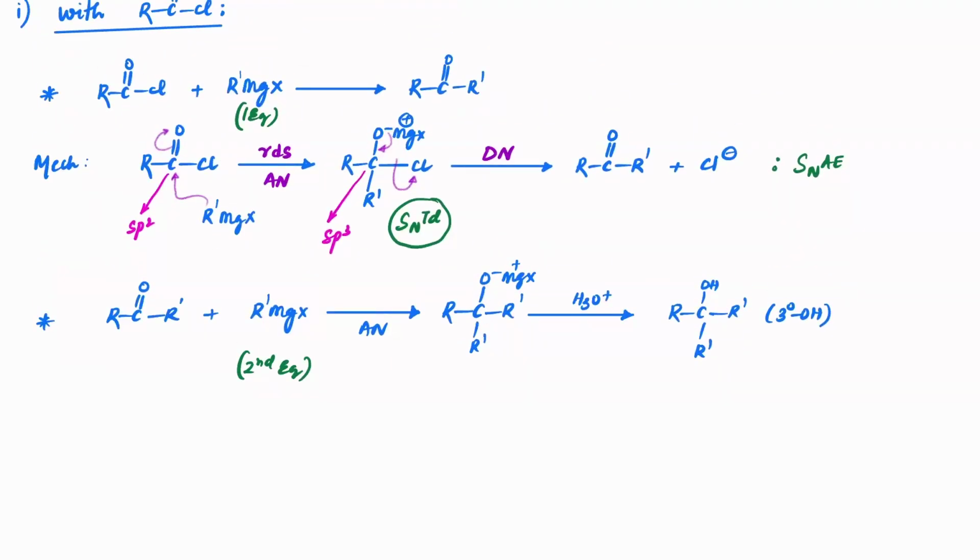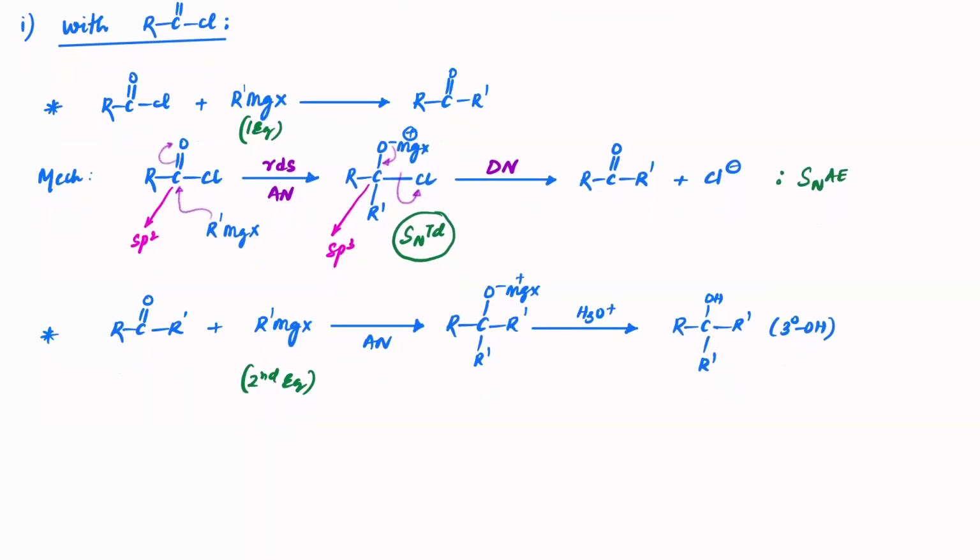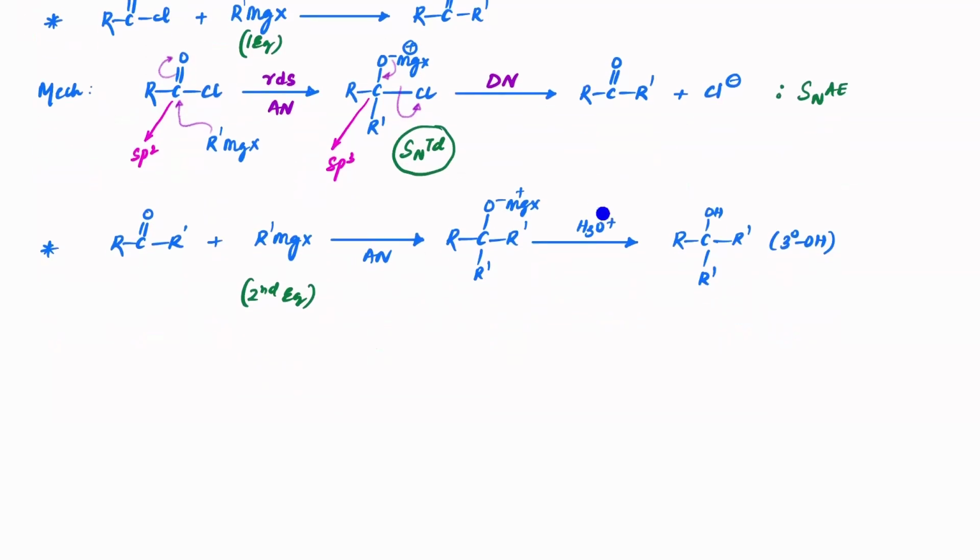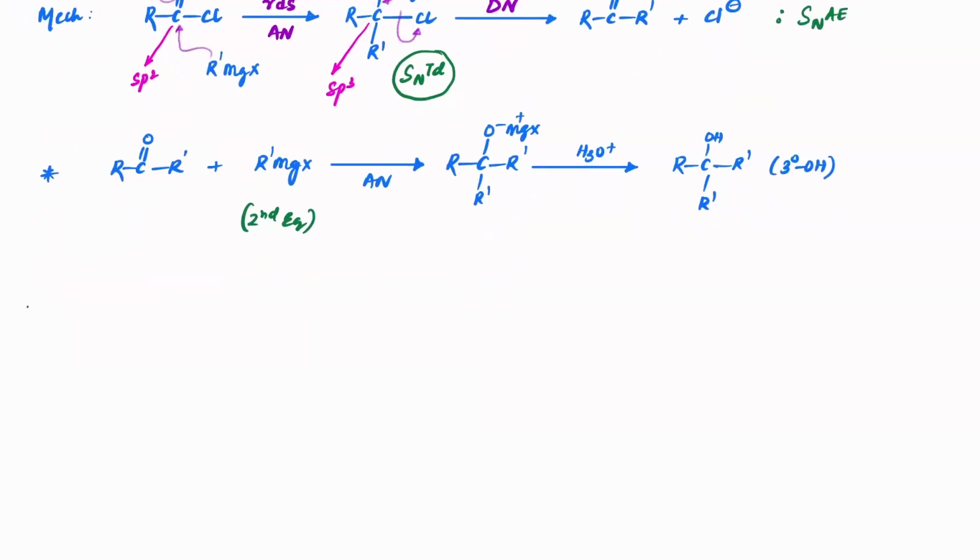Correct? The first reaction is SNAE or AN-DN. The second reaction is only AN. So eventually, after that, when you do hydrolysis, you'll get this alcohol form. Okay. A similar type of reaction you will notice happening with esters also. So now with esters, R C double bond O O, let's say some Et here. So if you have some ethyl ester here.